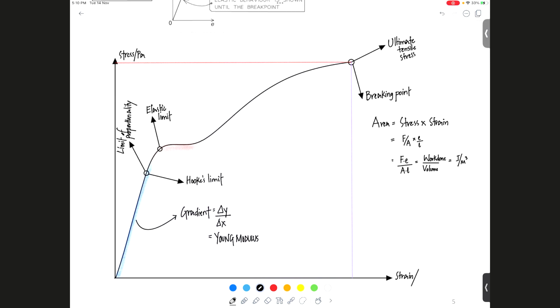How do you find Young modulus of a material from a linear force extension graph? You can't. You can't find Young modulus from a force extension graph. Young modulus can only be found from a stress strain graph.